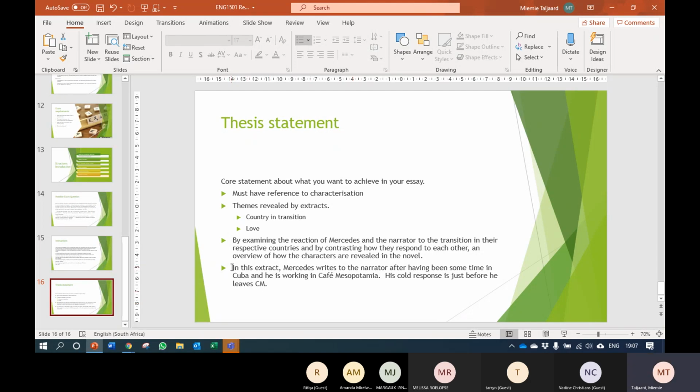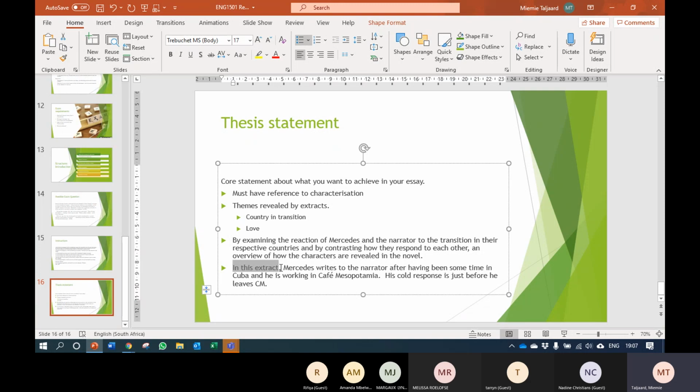What else I want you to notice is in this extract. Now remember that examiner, apparently they are paid quite well, but they get something like 700 papers to mark at the time. So they have to mark quickly. If you use a phrase like in this extract, you remember to contextualize, and the examiner can see you have contextualized.